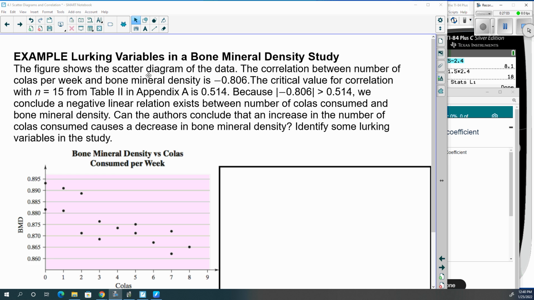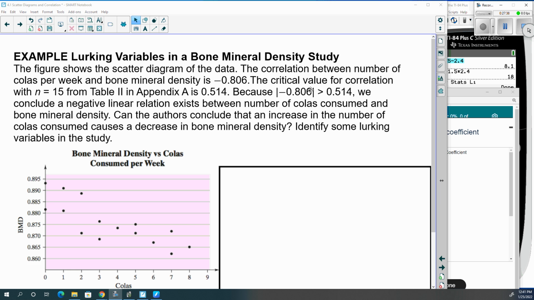And then one more example, this one deals with a bone mineral density study and lurking variables. So it says this figure shows the scatter diagram of the data. The correlation between the number of colas per week, so how many Coca-Colas you drink per week, and the bone mineral density is negative 0.86. So looking at this, it looks like a negative correlation. So it's saying the more colas you drink, the less your bone mineral density, if colas were having that effect on the bone mineral density.